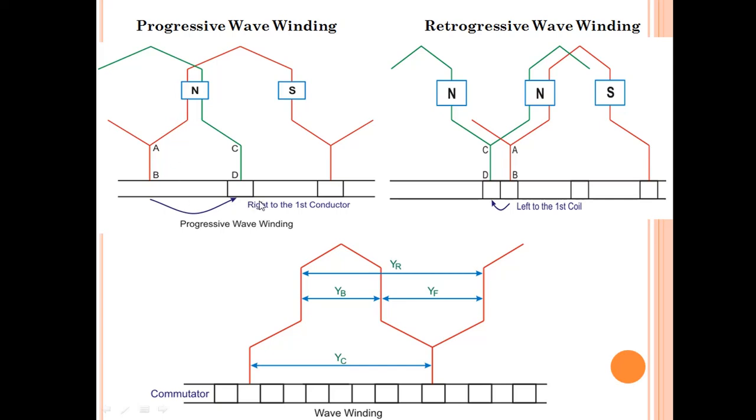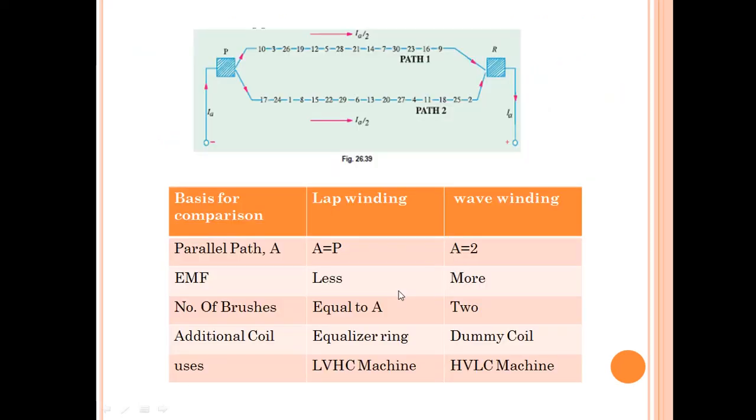Coming to the connections between the conductors, as we already know, the top end connection is your back pitch, and the back end connections are defined by this back pitch. The bottom end connection is the front pitch. The front pitch connections depend upon the value of the front pitch, and the distance between these two is called the resultant pitch. So it is very similar to lap winding in this case.